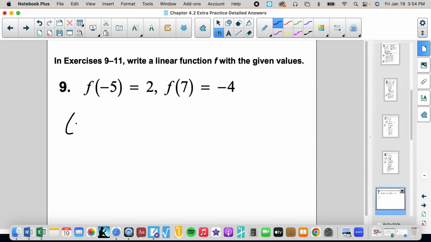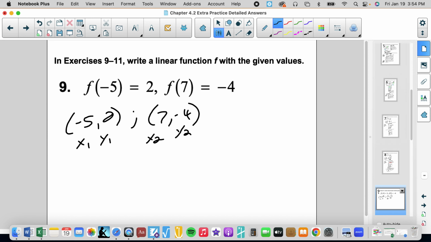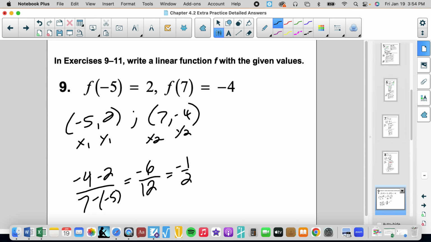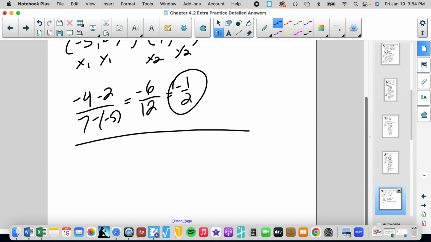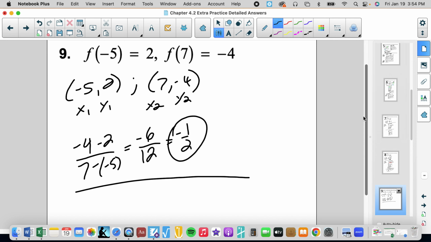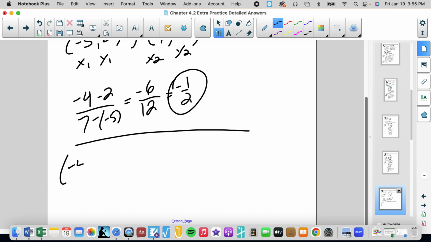But here are my 2 points. When you plug in -5, you get 2 as an output. When you plug in 7, you get -4 as an output. x sub 1, y sub 1, x sub 2, y sub 2: -4 minus 2 over 7 minus -5 gives us -6 over 12, which is -1/2 as a slope. Look how efficient and fast we are. Let's take a point. Which point? (-5, 2).